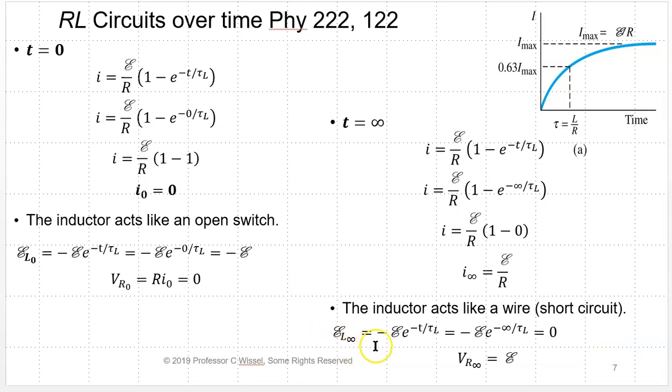So EL at infinity is just minus E times the exponent of minus T over tau L, or minus E times the exponent of minus infinity over tau L, which equals 0. The voltage across the resistor is the EMF of the battery.